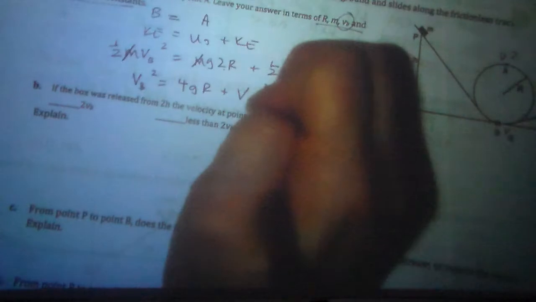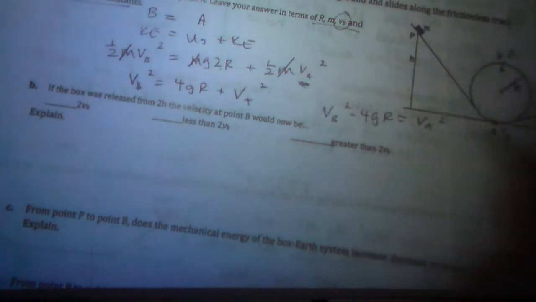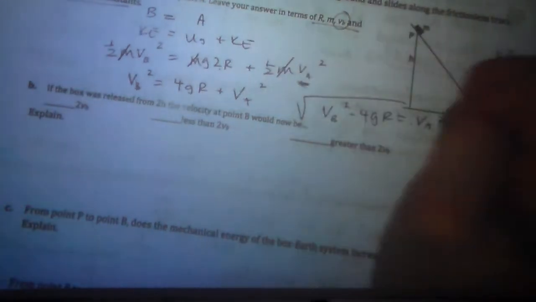And then now I'm just rearranging to get VA by itself, cross off my m, multiply everything by 2, so this is VB squared. This gets multiplied by 2, so it's 4gR, plus gets multiplied by 2, crosses off, VA squared. Subtract over, and then take the square root.